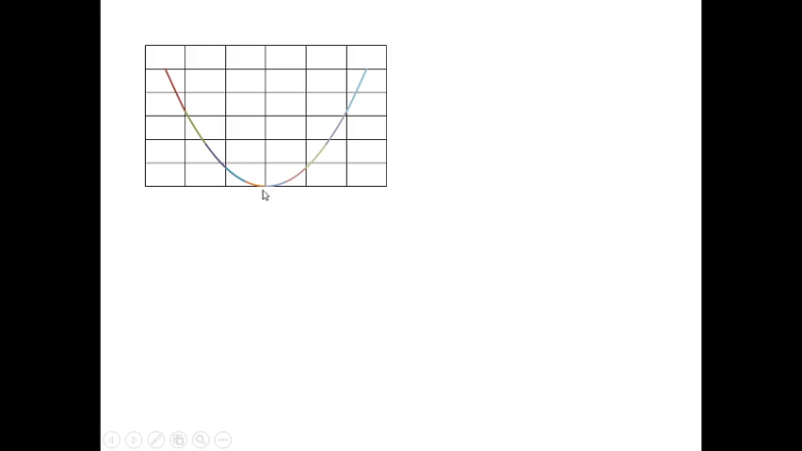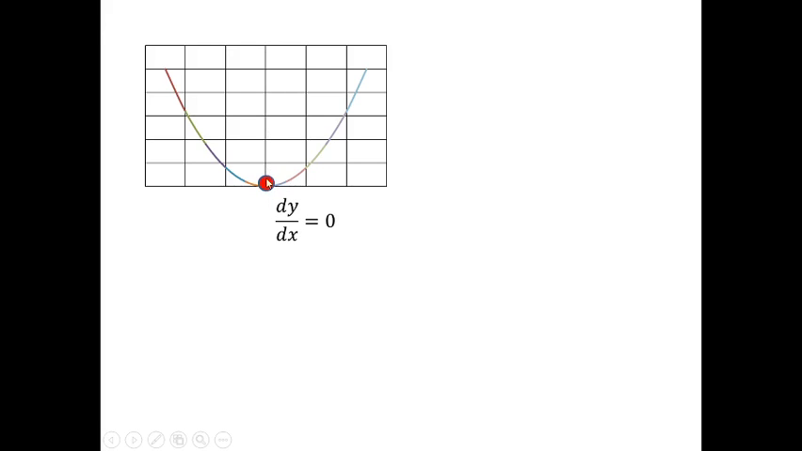Now, these points here where the gradient is 0 are known as turning points. So for an x squared graph, it's a local minimum because it's the minimum point of the turning point, and for a minus x squared graph, an n-shaped graph, it's a maximum.